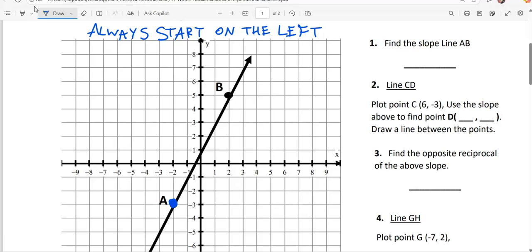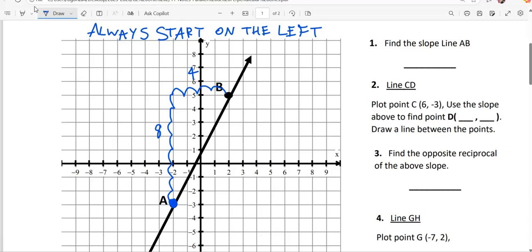So y'all ready? Start on the left. Let's count the rise. 1, 2, 3, 4, 5, 6, 7, 8. It goes up 8. So is that positive or negative? Up is positive. Positive 8. And then how much does it run? 1, 2, 3, 4.